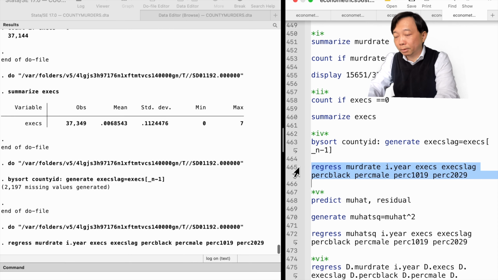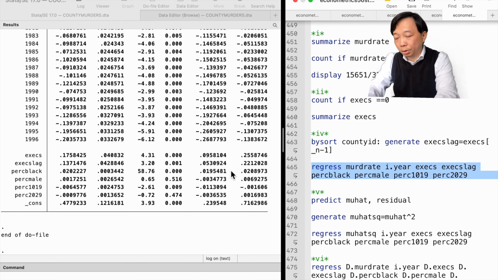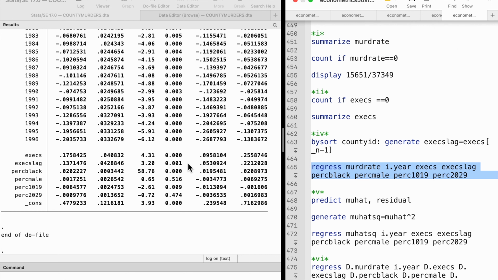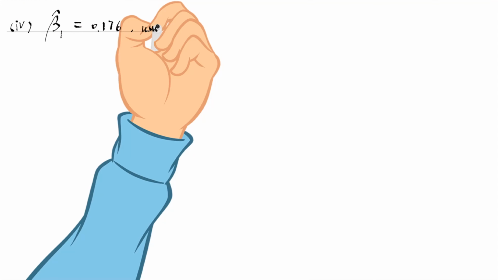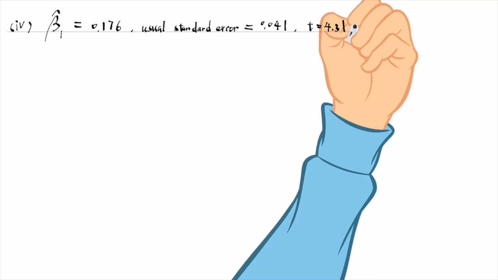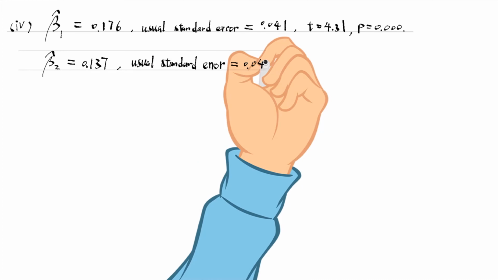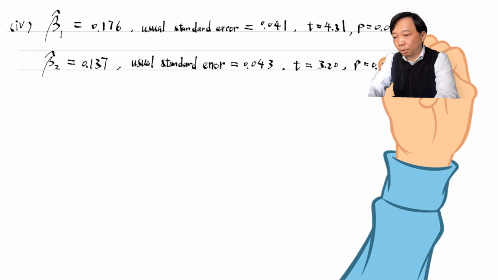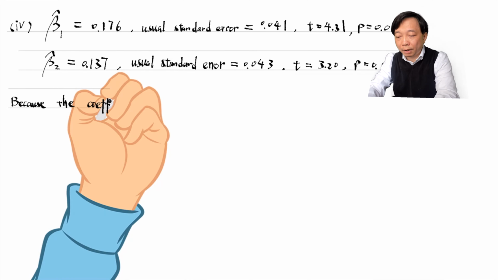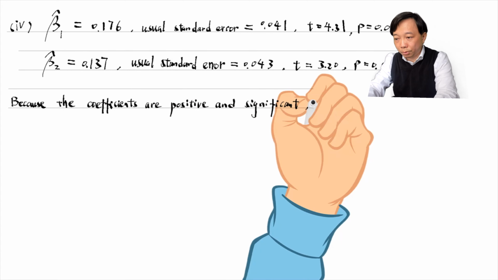The estimate for beta 1 is 0.176 and its usual standard error is 0.041. The estimate for beta 2 is 0.137 and its usual standard error is 0.043. Because the coefficients are positive and significant, we do not find a deterrent effect of executions on murders.